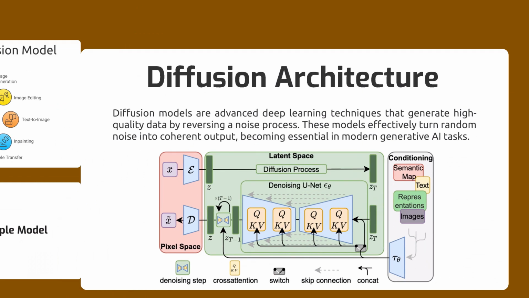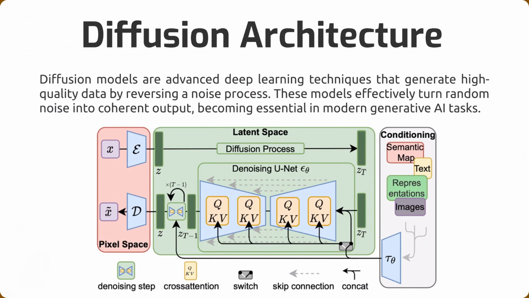Diffusion architecture. This architecture is a powerful deep learning tool for creating realistic data like images, audio, and video by learning to reverse a gradual process of adding noise to data, essentially transforming static or random noise back into coherent, high-quality content, famously powering text-to-image generators like Stable Diffusion, Midjourney, and DALL-E 2.